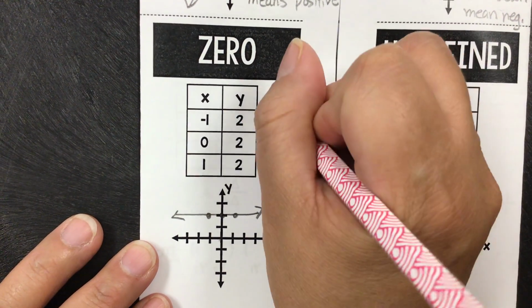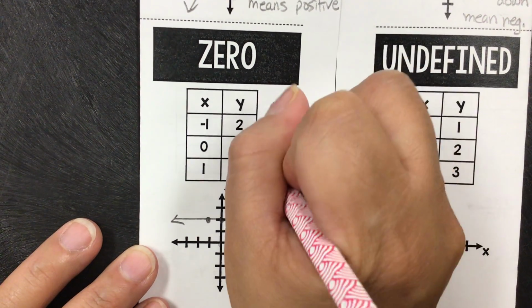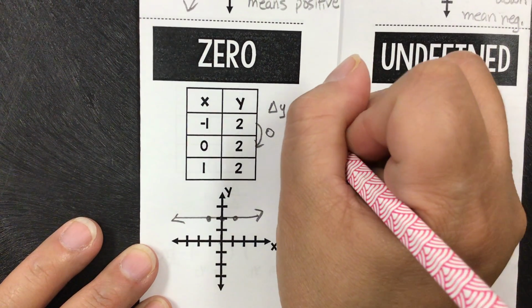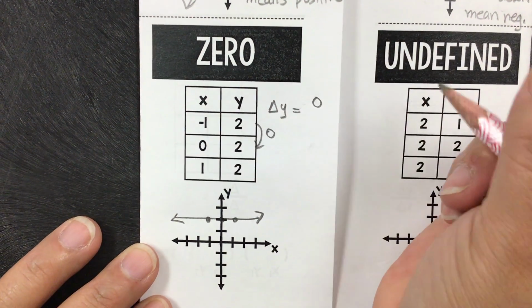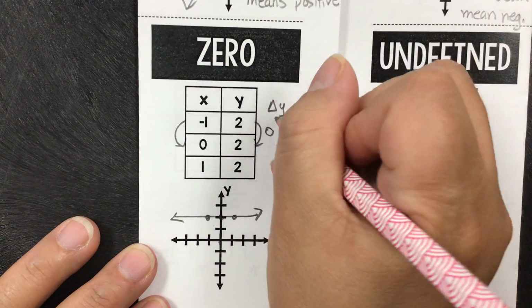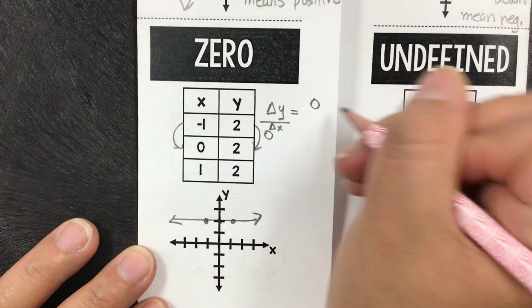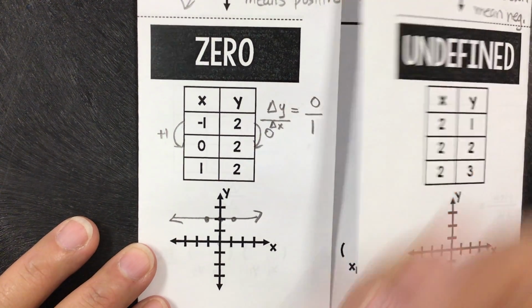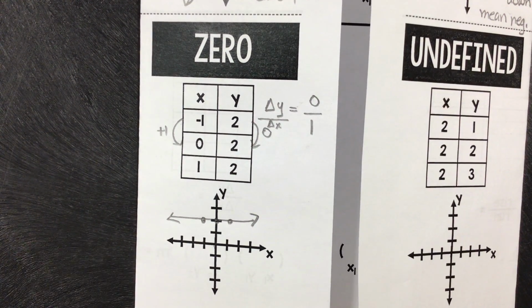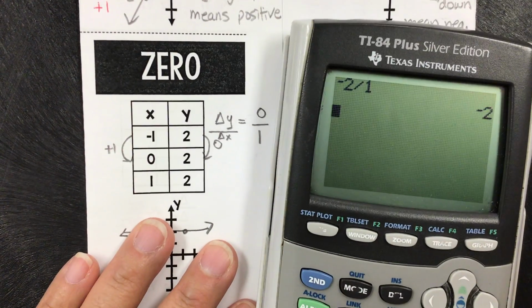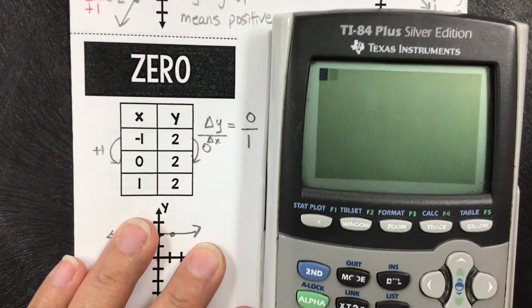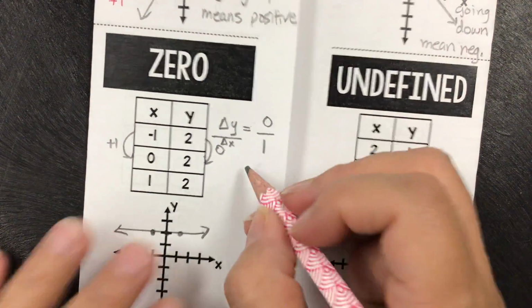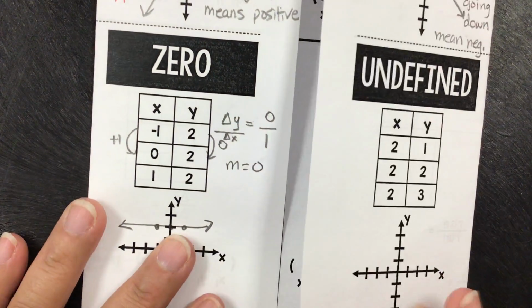So the change of y means from here to here. It didn't move anything, so we put 0. From here to here, we had to add 1, so that means that the change of x is a positive 1. We don't need to write the positive, so we just write 1. Zero divided by 1 is 0. That's why it's called zero slope. That means the slope is 0.